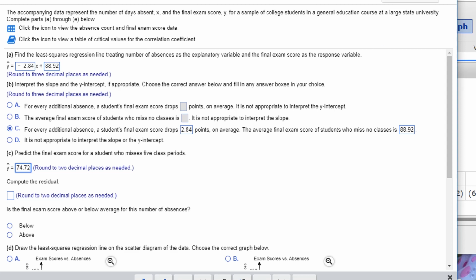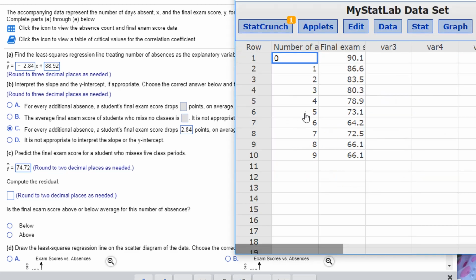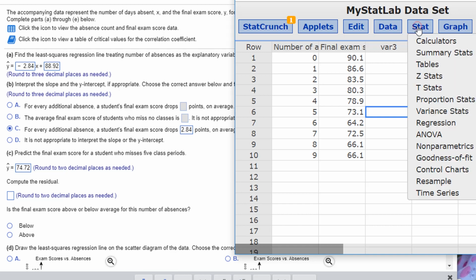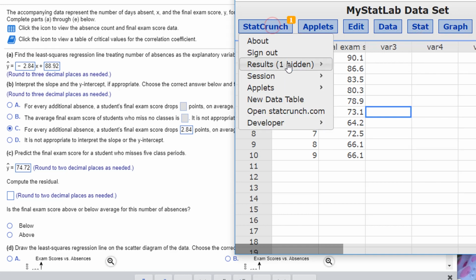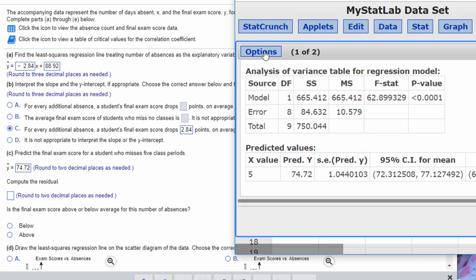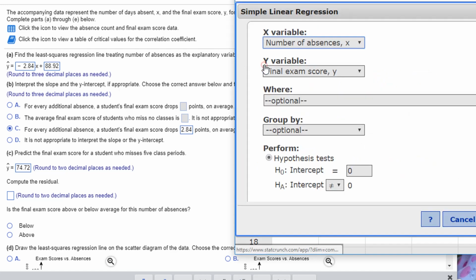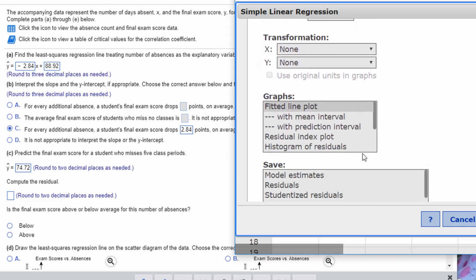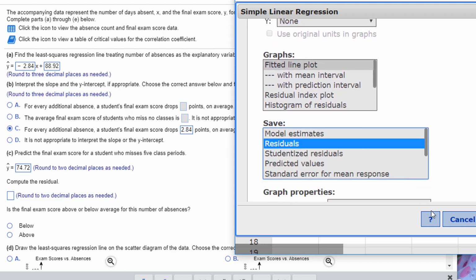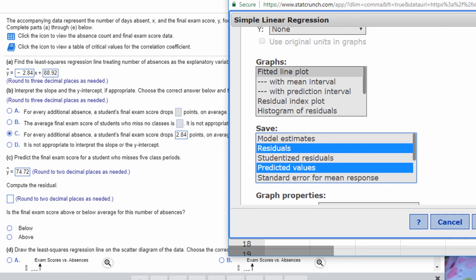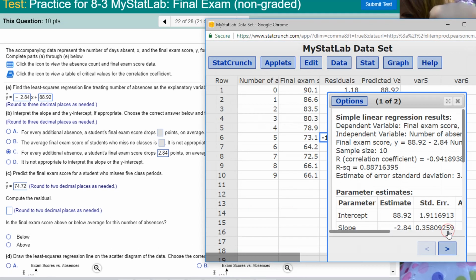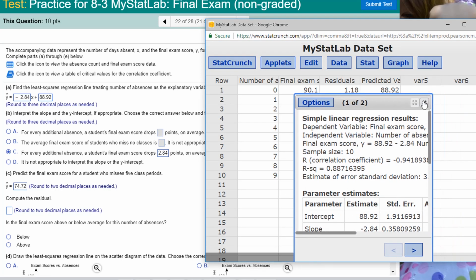Compute the residual. Well, I think we have to look at the data. There must have been somebody who had 5 absences. Oh, here we go. And they got 73.1. So we want to find what's the residual for that one. Let's let StatCrunch do the math for us. Back under StatCrunch, I've got my simple linear regression. Go back to the options and edit the options. If we scroll down, you can ask it to save the residuals. Let's just save the predicted and the residuals. Click compute.